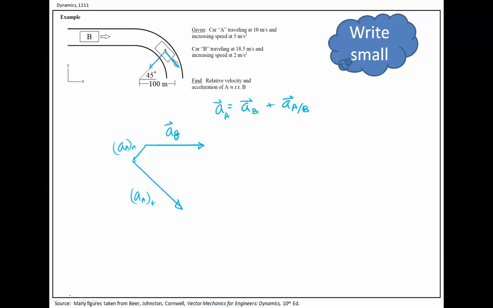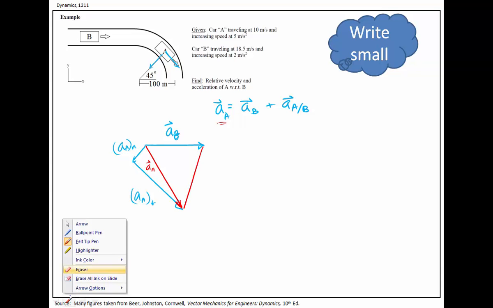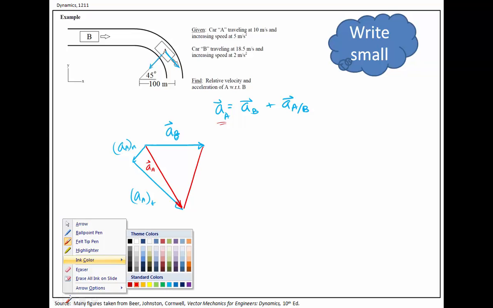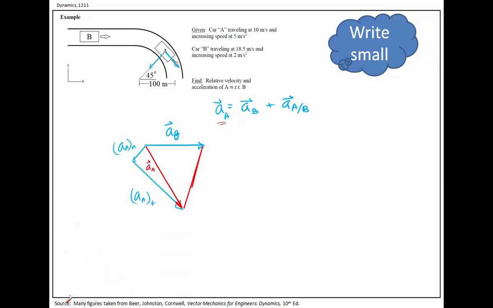If I wanted to get the total acceleration, I'll just switch to red here and say this guy. Now that guy is the acceleration of A, the complete acceleration of A. Do you agree with that? Okay. So now I can go ahead and find these, right? I need to be able to find this. I'll probably use another color. Okay, so that right there is going to be the acceleration of A with respect to B.